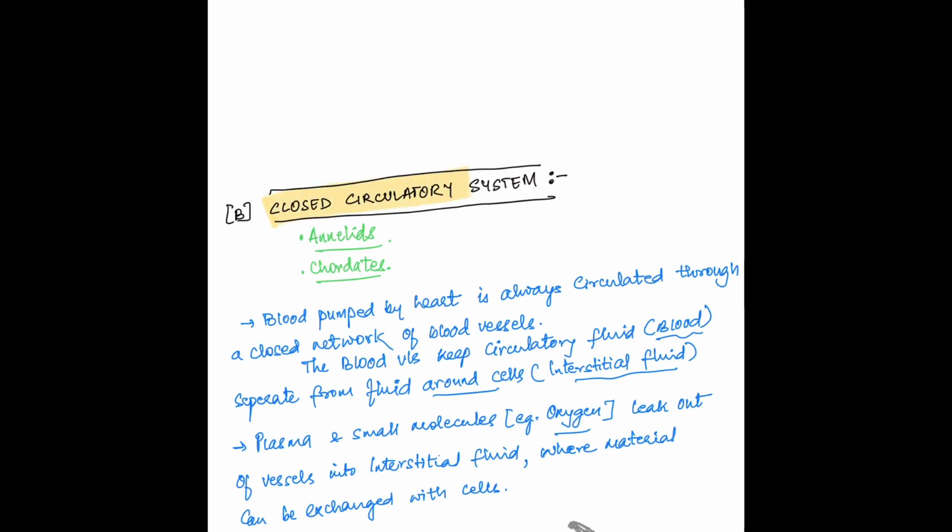Moving on to the closed circulatory system, it is seen in annelids and chordates. In the closed circulatory system, blood is pumped by the heart and is circulated through a closed network of blood vessels. The blood vessels keep the circulatory fluid, which is the blood, separate from the fluid around the cells, that is the interstitial fluid. Plasma and small molecules, for example oxygen, leak out of the blood vessels into the interstitial fluid, and exchange is done in the interstitial fluid.